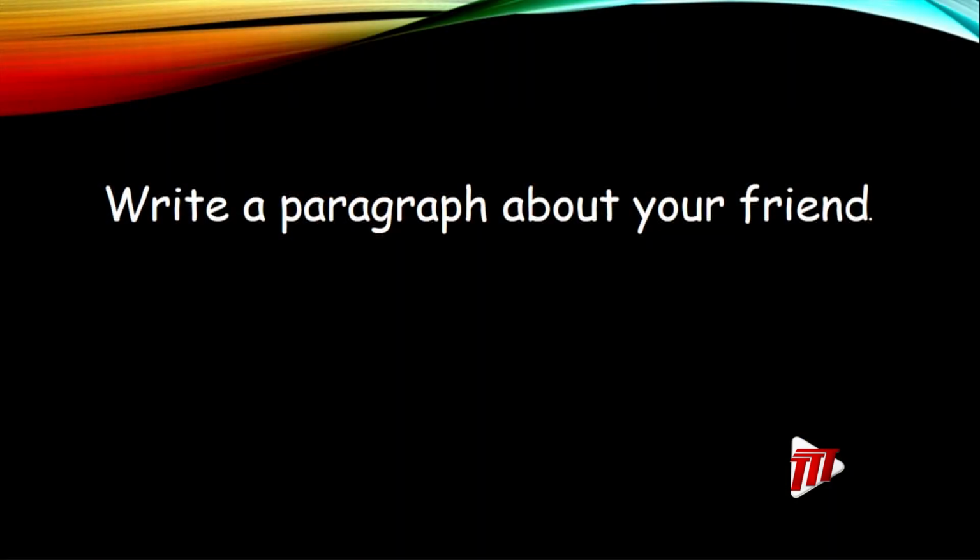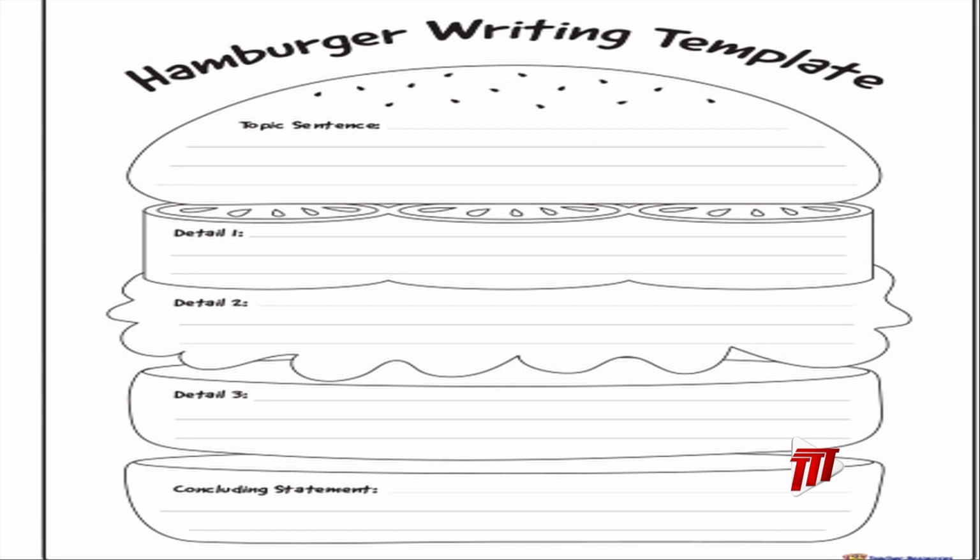Write a paragraph about your friend. So it's not my friend you're writing about, it is your friend. So you probably have many friends and you're going to write about your friend. So yes, we have our writing template and we will fill in the information. So the topic sentence had to be about your friend. So let's see.